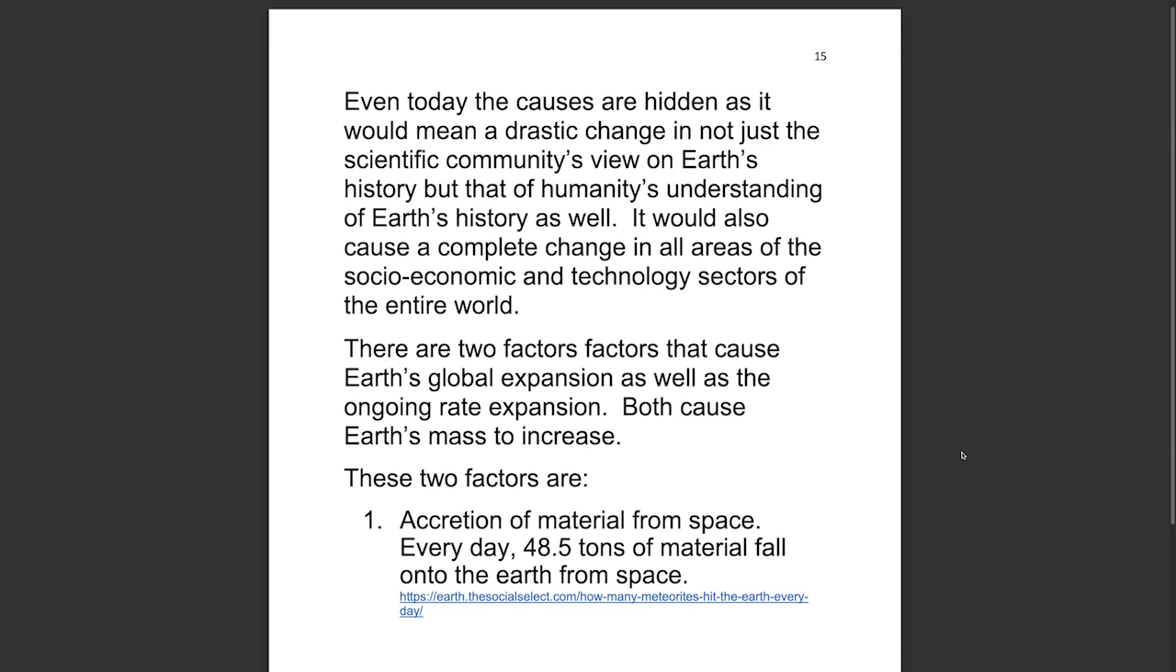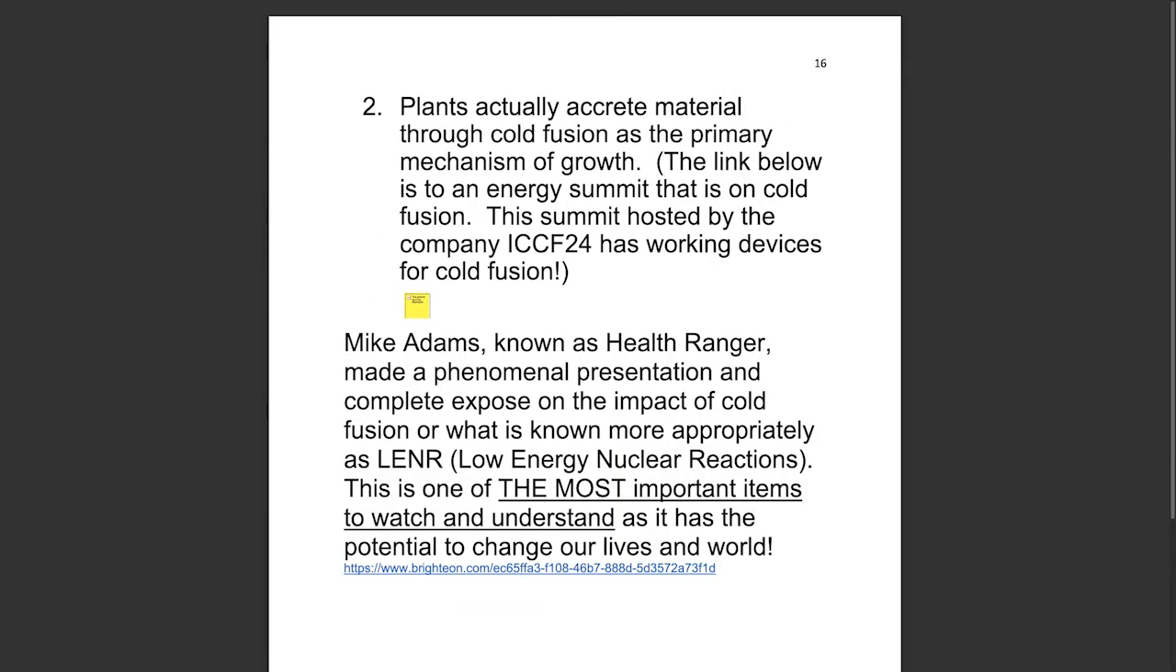Both cause Earth's mass to increase. The first of these two factors is accretion of materials from space. Every day, on average, 48.5 tons of material fall onto the Earth. You can get that at this website. Plants actually accrete material through what has become commonly known as cold fusion, which is actually low energy nuclear reactions. And I'll be going into that in other decodes.